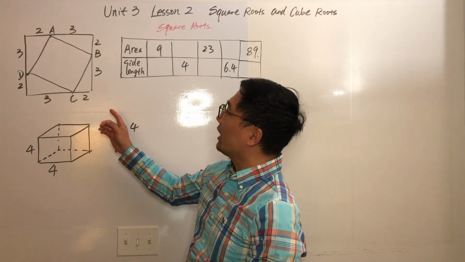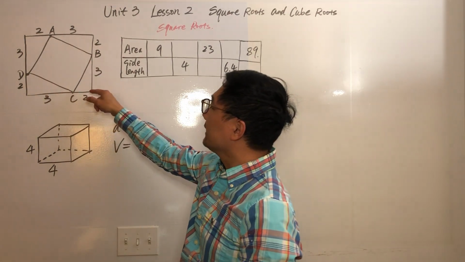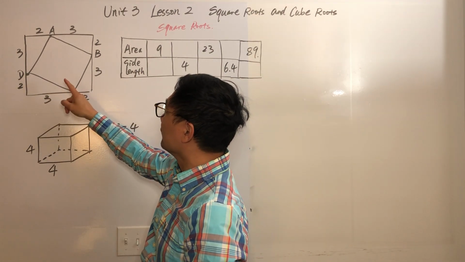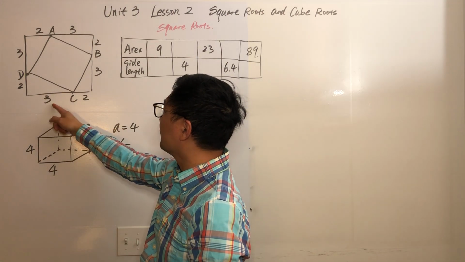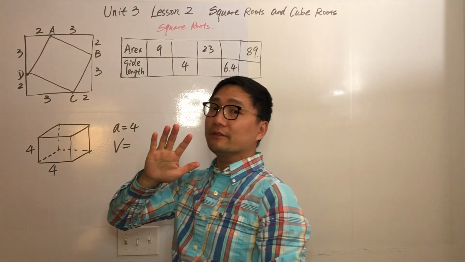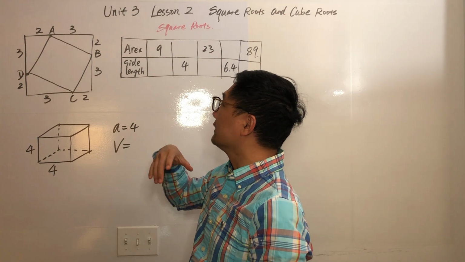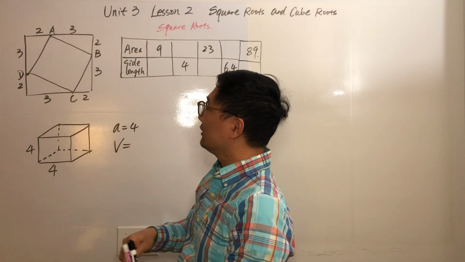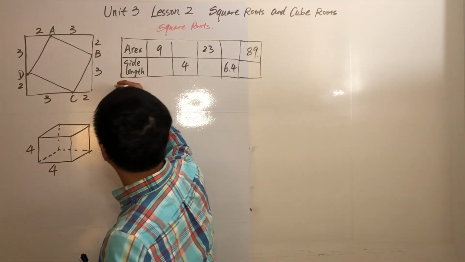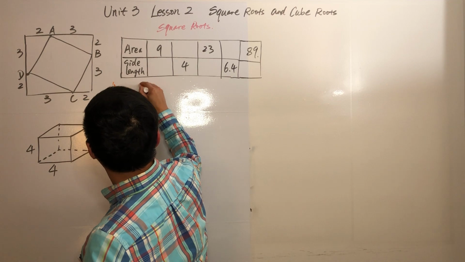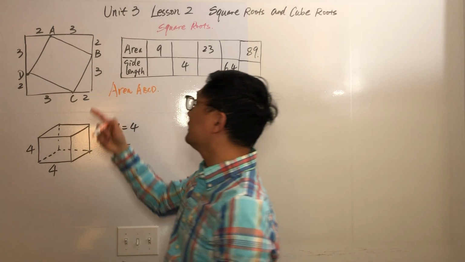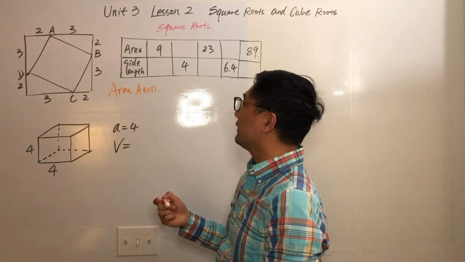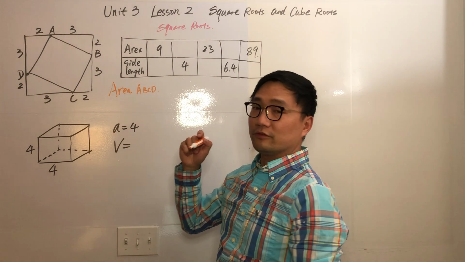Right now on the board we have a square here, and based on this picture, you should know the side length of this square is 3 plus 2, which is 5, right? But my question is, what is the area of ABCD? I'm looking for the area of ABCD. You should know ABCD is also a square.